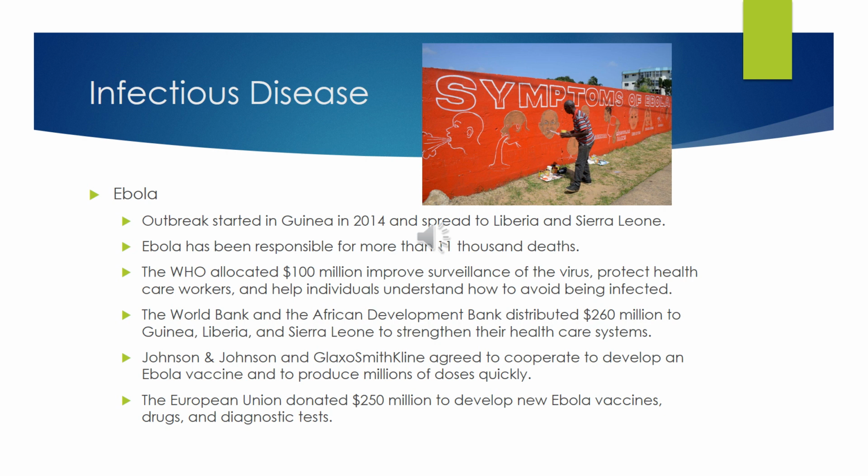The World Bank and the African Development Bank distributed $260 million to Guinea, Liberia, and Sierra Leone to strengthen their healthcare systems. Johnson & Johnson and GlaxoSmithKline agreed to cooperate to develop an Ebola vaccine and to produce millions of doses quickly. The European Union donated $250 million to develop new Ebola vaccines, drugs, and diagnostic tests. This greatly improved the treatment of Ebola worldwide to decrease spread and worsening.